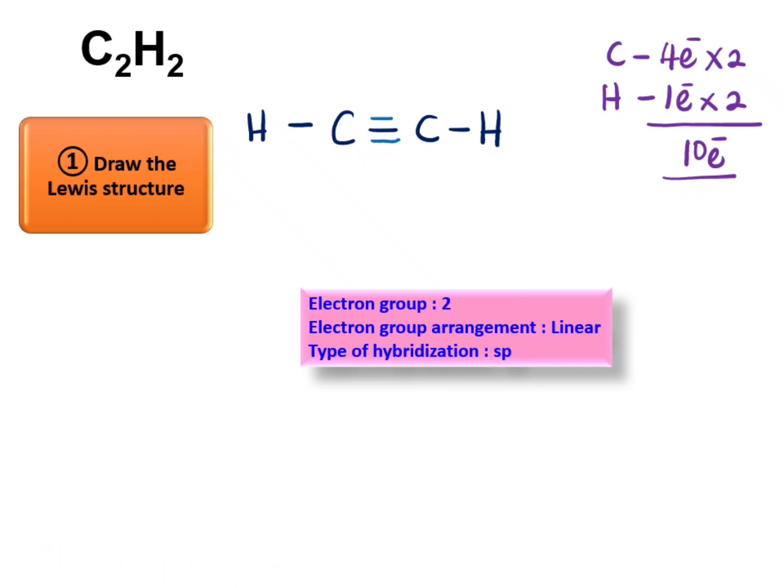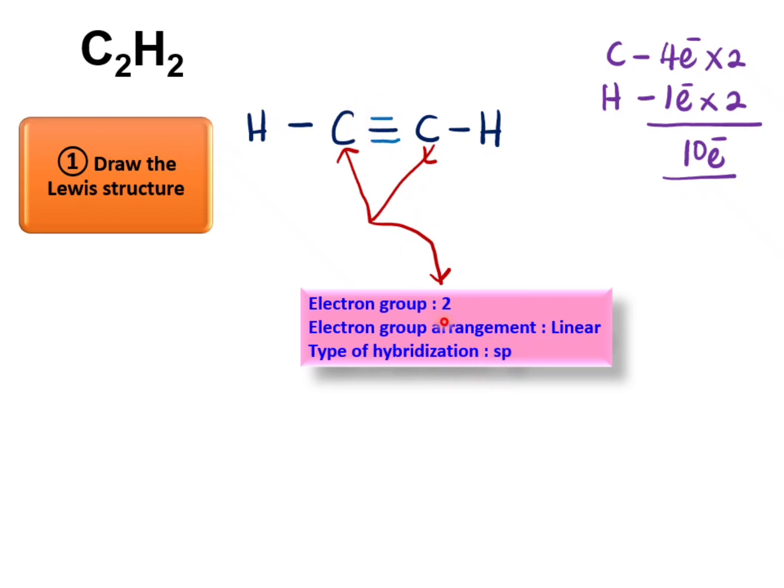Okay, look here class. Both central atom here, the electron group adalah 2. Kenapa? Sebab satu carbon atom dekat sini ada satu single bond, ada satu triple bond. So remember, one triple bond equal to one electron group. So we have 2 electron group. So the arrangement is linear and the type of hybridization for 2 electron group is sp.